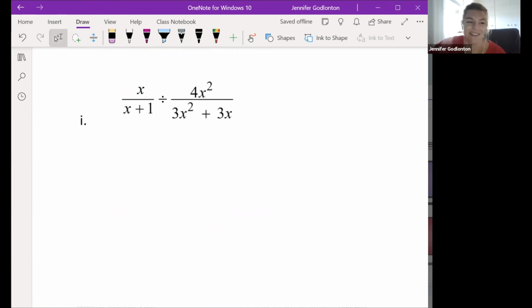So this one is like what we were just talking about. So this one's got a division. So we're going to have to think about what that division is going to become, what we're going to have to do to our second fraction. You're going to need to factorize this one for me.